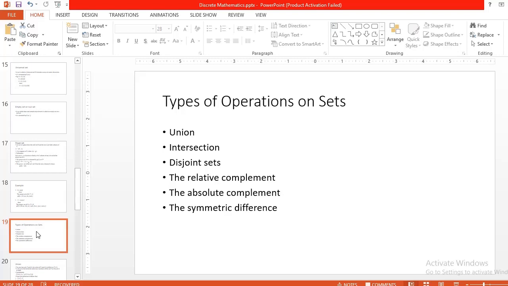So how can we get the new sets? To obtain a new set we have to do some operations on the sets, then you can get the result after operating on those sets. So there are types of operations on sets. What are the different types of operations we have to perform on sets? Union, intersection, disjoint sets, relative complement, absolute complement, and the symmetric difference. So let's see these operations one by one.